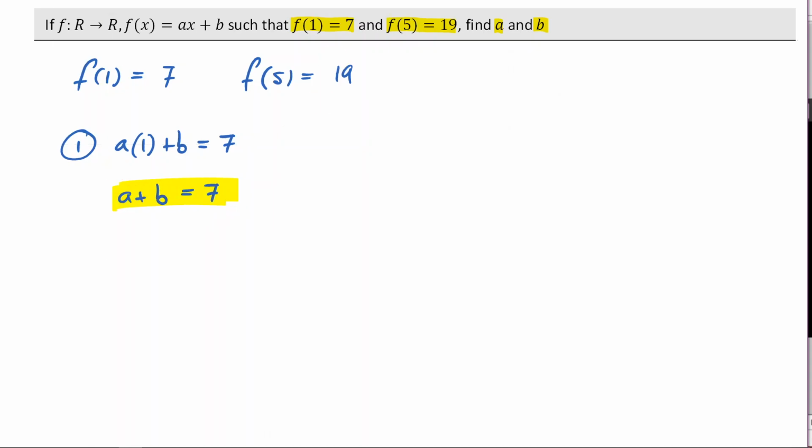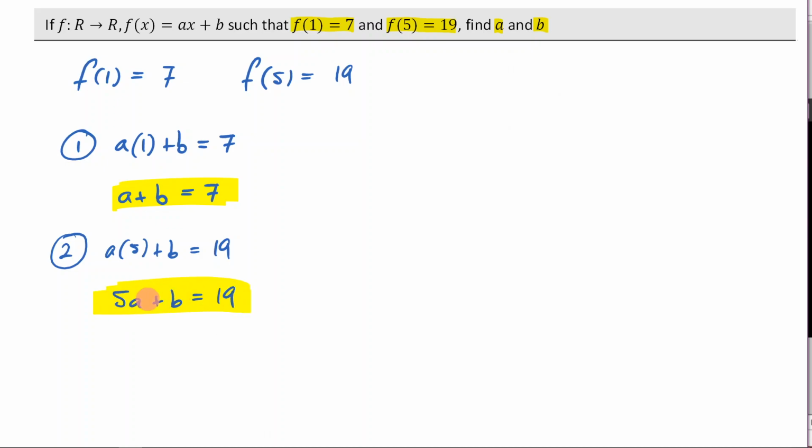Okay, let's now find our second equation. I'm going to find it by subbing in this value. So I'm going to let x equal 5 this time. So I'm taking this 5 and I'm subbing it into the x spot there. So that means I'm going to get 5 times a plus b, and this time it's going to be equal to 19. So that means I'm going to get 5a plus b is equal to 19. And that is my second one.